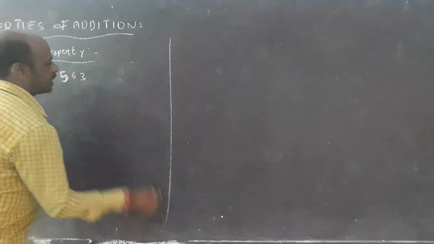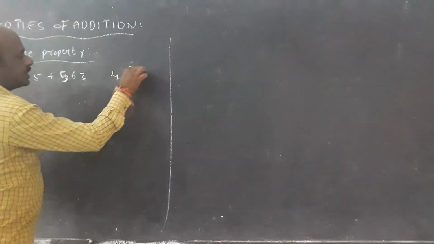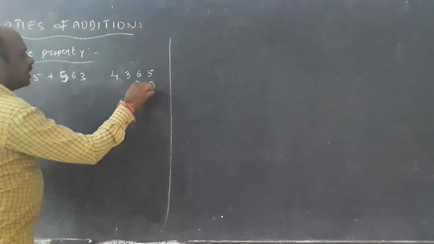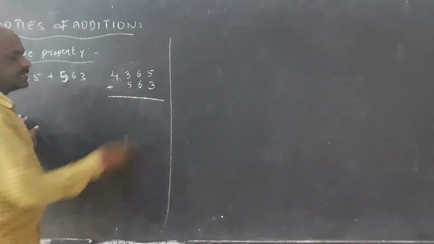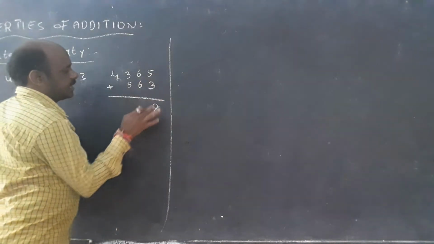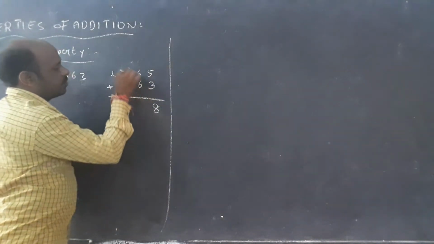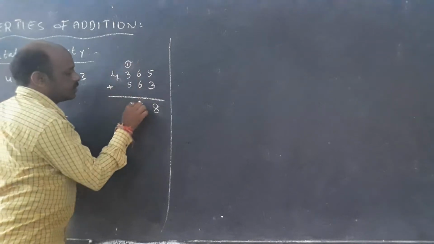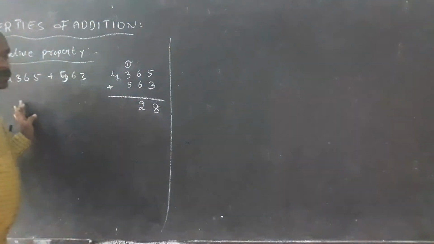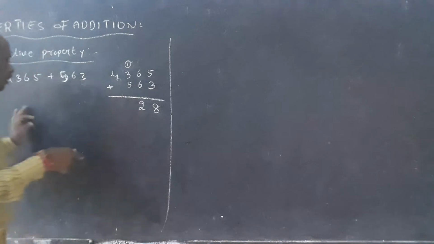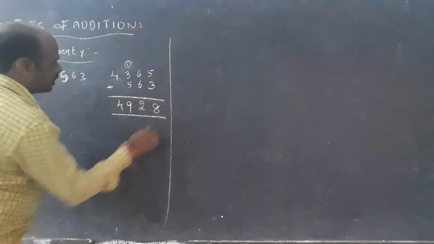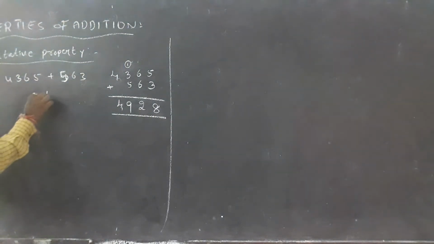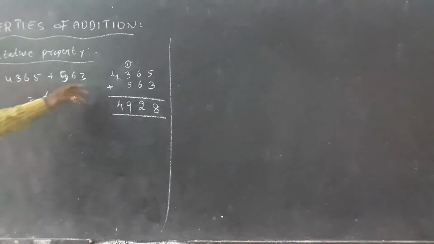Listen, we arrange in the column method. 4365, then 563, and we add 5, 6, and 3. First one is 4 digits, second one is 3 digits. First we go to 8: 5 plus 3 is 8, 6 plus 6 is 12. 12 means we take the 1 as carry and write 2. Then 5 plus 8 plus 1 is 14 and 4 plus 1 is 5. Adding the two numbers, we got the sum, 4928.